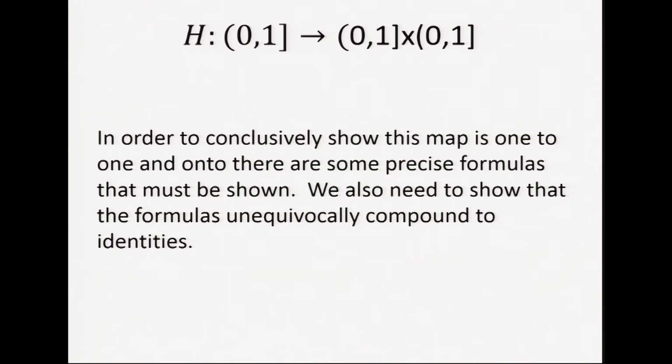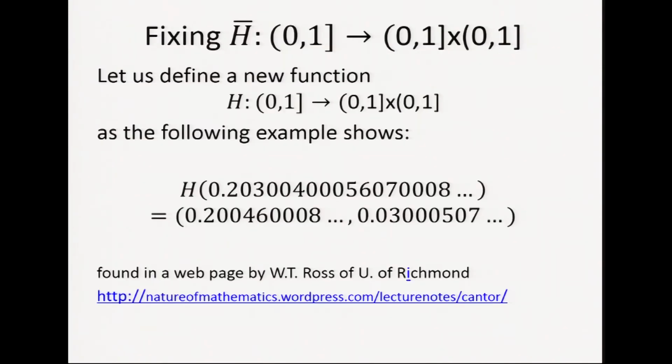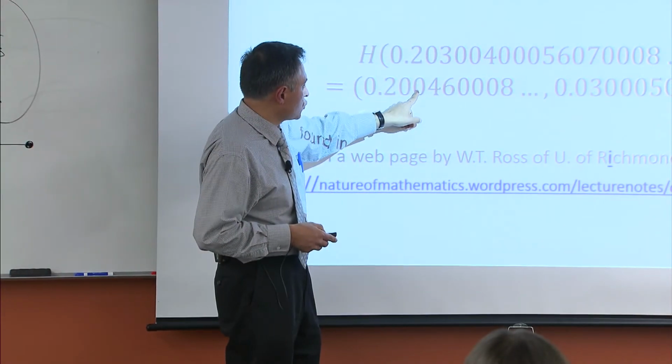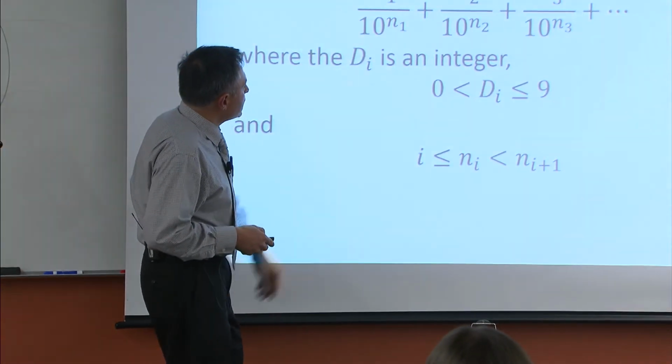But in order to conclusively show that we actually have a one-to-one and onto map, we have to be very, very precise. So here are the technical aspects of this. If d is in that set, we can rewrite it with individual digits. But we have to take into account zeros in between. Remember back here, there's 0.0. So I have to take that into account, and then a bunch of zeros. That's what this does.